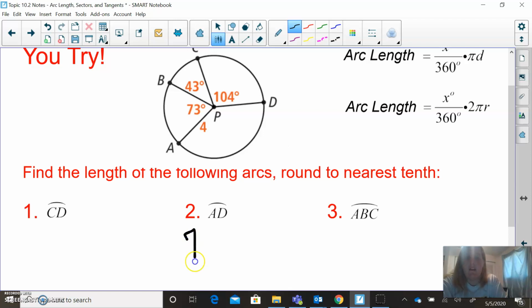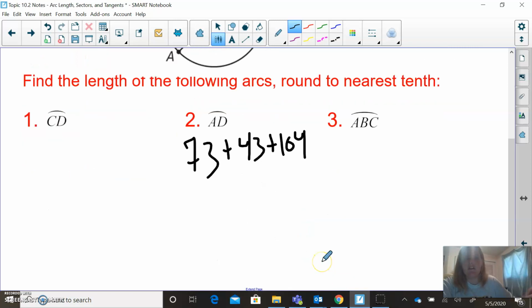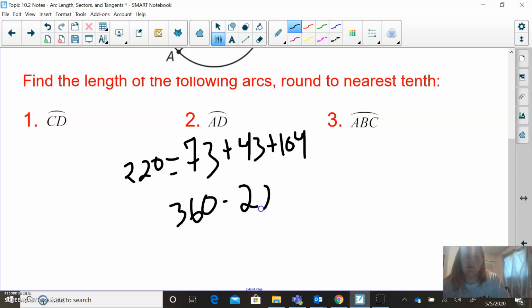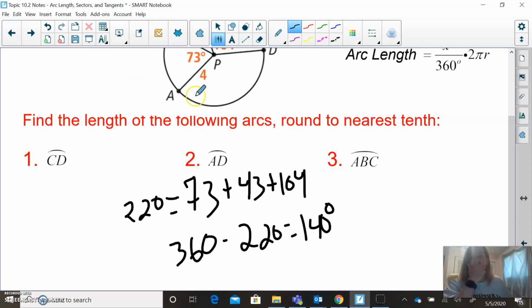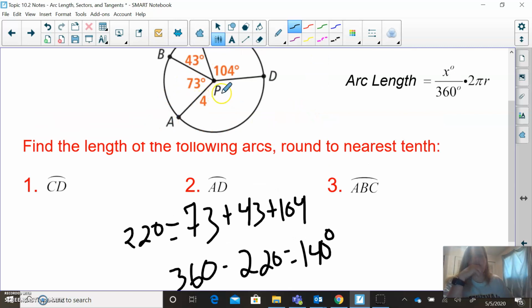For number 2, okay, you have to add all the different arcs together first. So you got to add all those together. And that equals 73 plus 43 plus 104, 220. Then you're going to take 360 and subtract out 220. So 360 subtract 220 is 140. So this, the angle measure, angle like P, is 140 degrees.